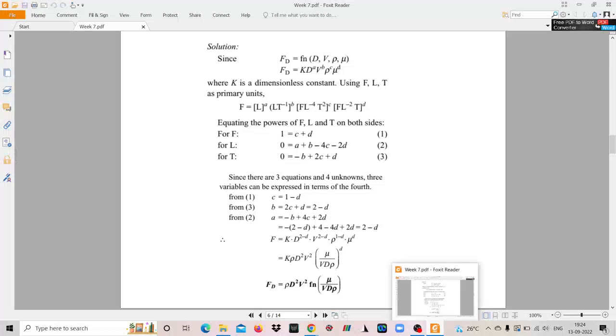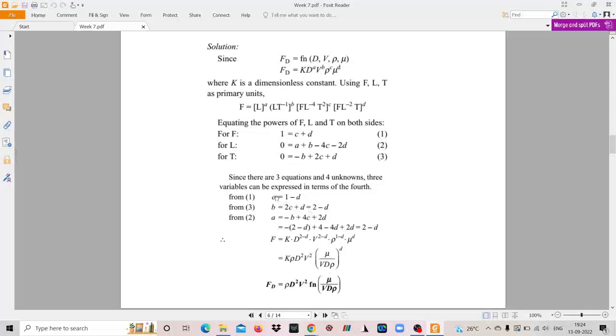Now in this particular question, this has become possible. Every time it may not be possible. So this particular problem was taken for today's session just to illustrate this fact: what are the limitations or disadvantages of Rayleigh's method.